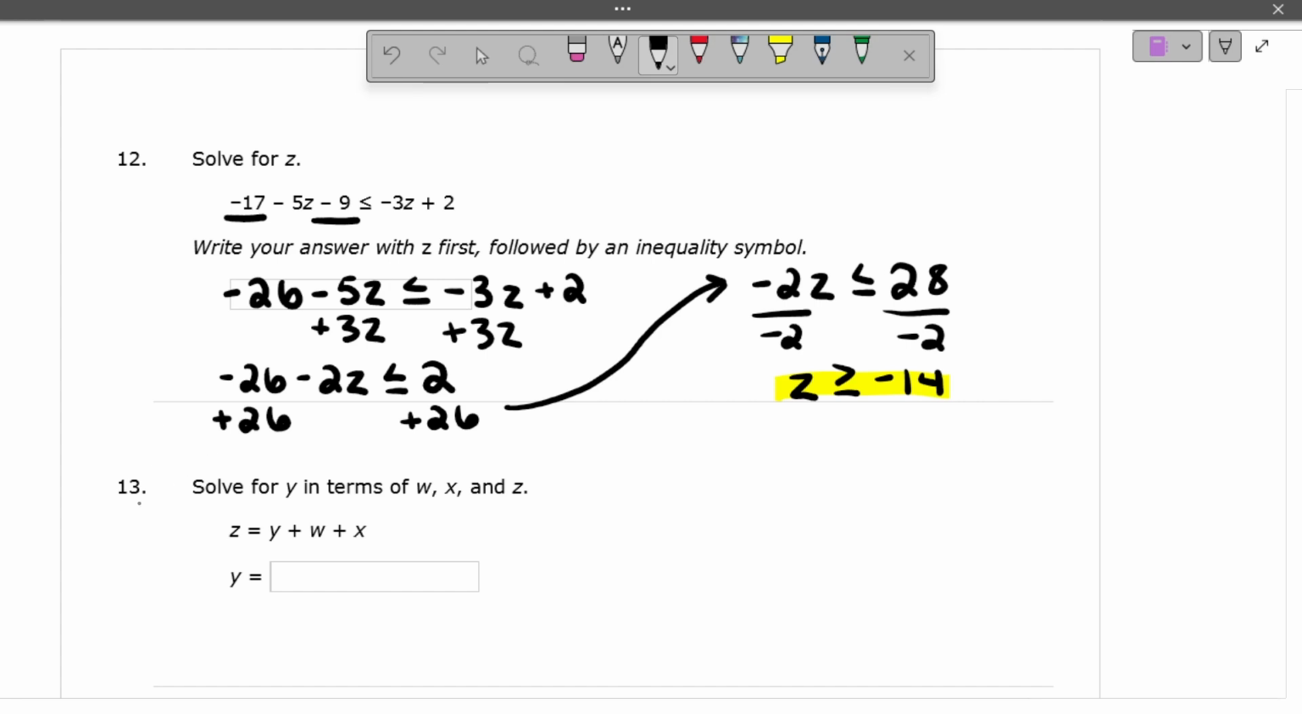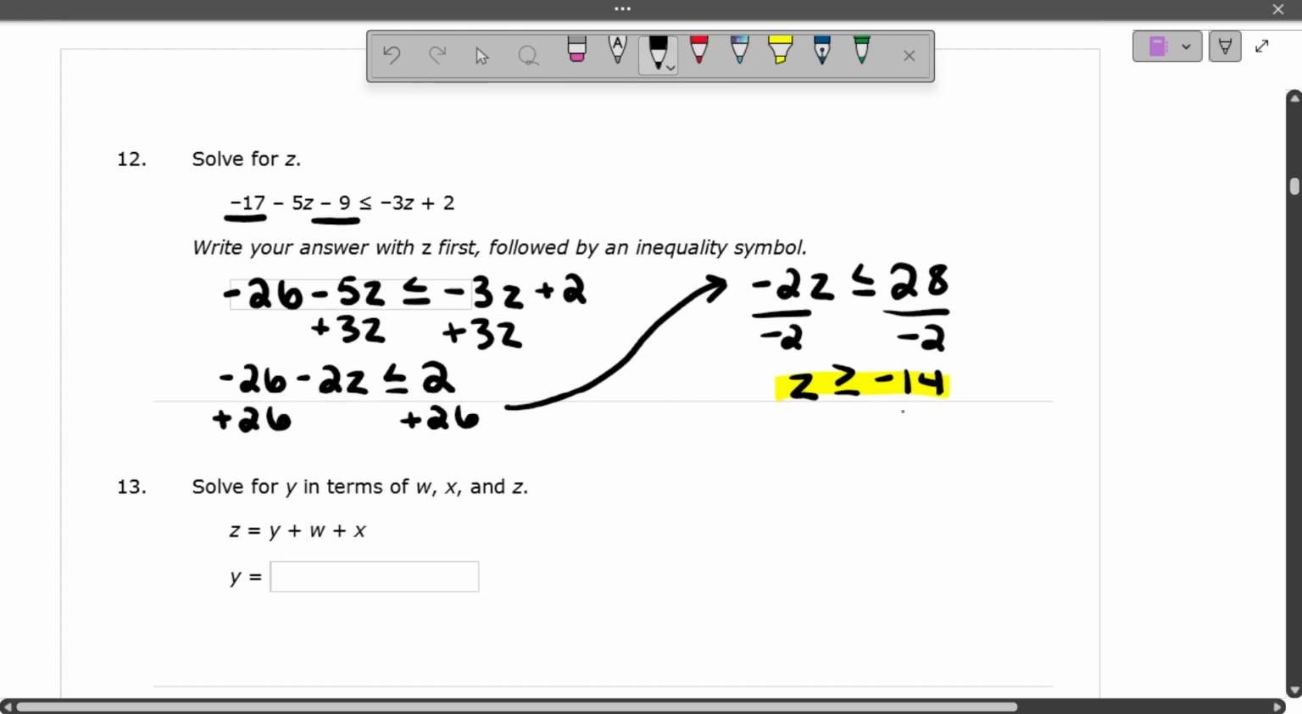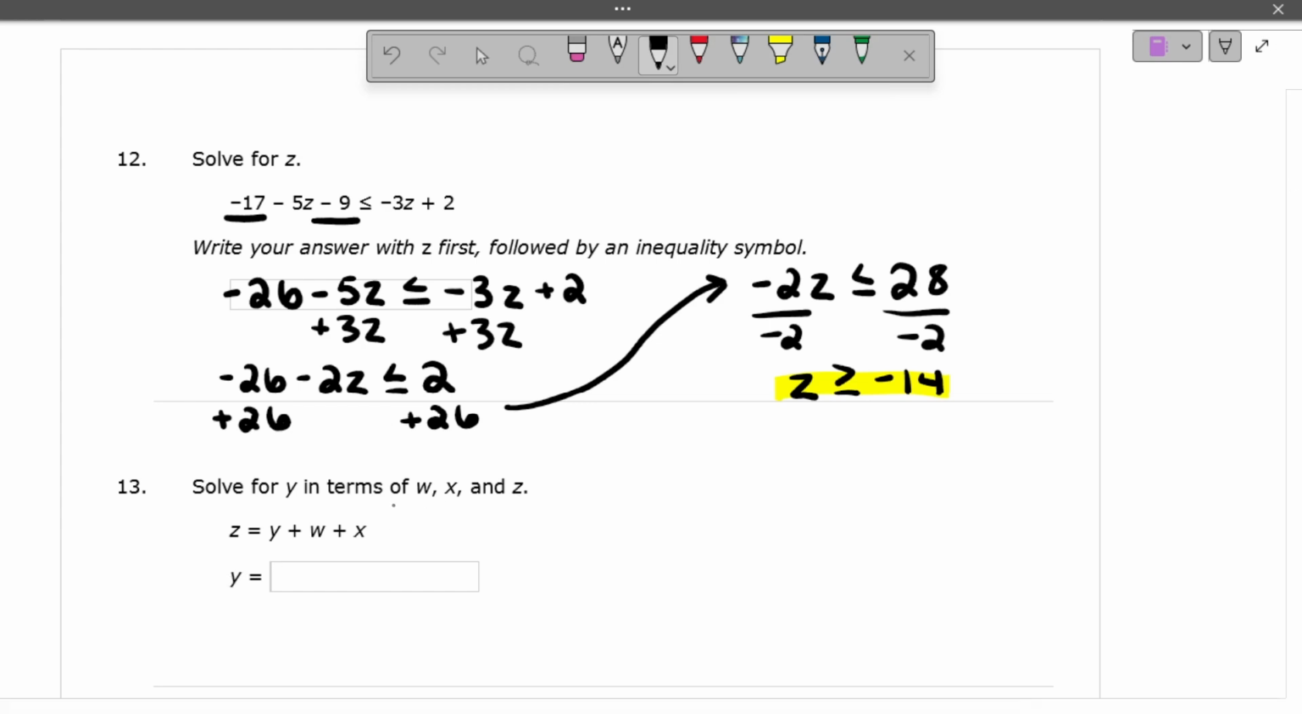So moving on to 13, solve for y in terms of w, x, and z. This is a different type of problem than before, whereas before we were getting an actual numerical value for our variable z, but this time our equation says y equals in terms of this. We don't have any numbers. That doesn't mean we make up any numbers. That just means we're going to rearrange this equation where instead of z equals, we have y equals. So I'm just going to rewrite this over here. So z equals y plus w plus x.